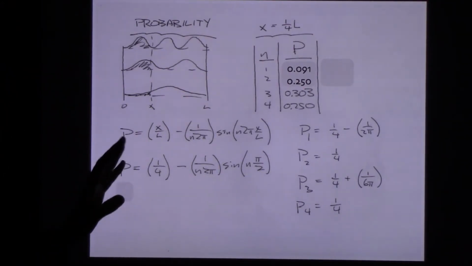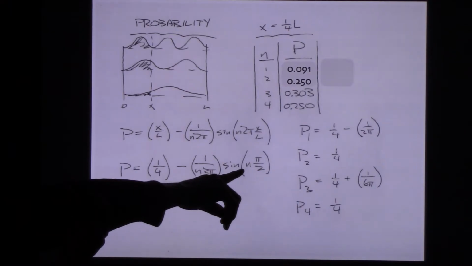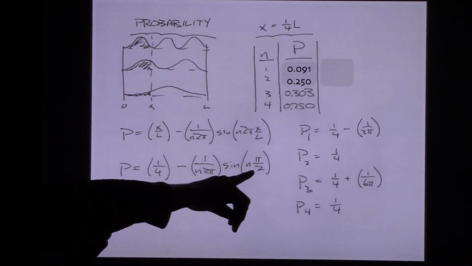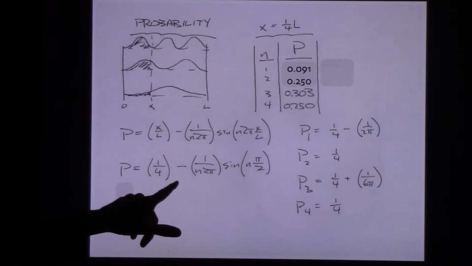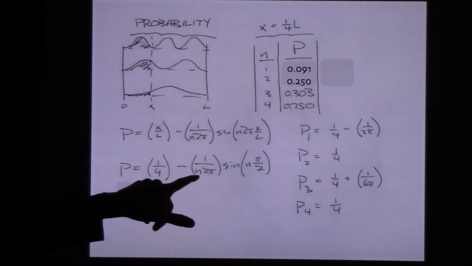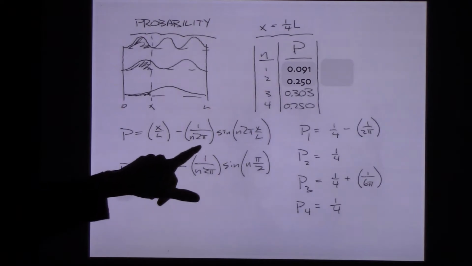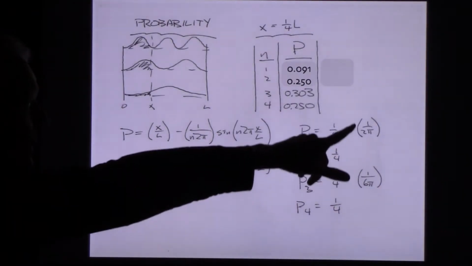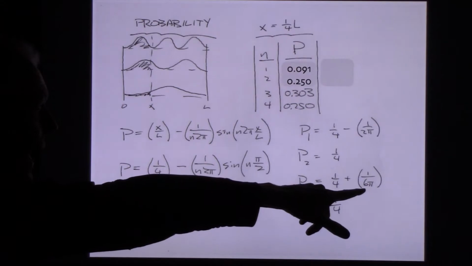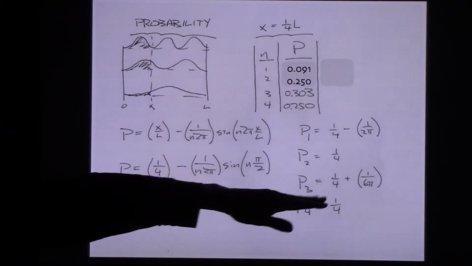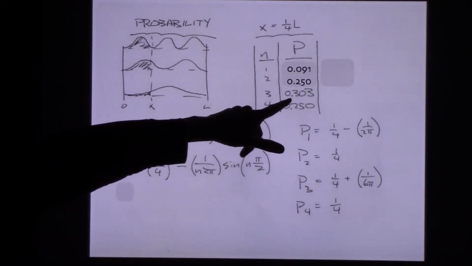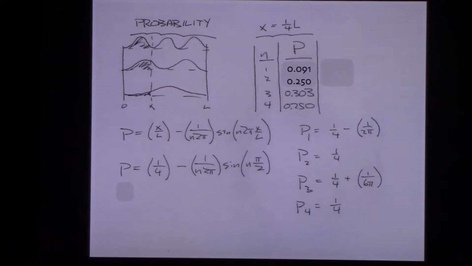Now, for the third one, this is going to become the sine of 3/2 pi. Now, the sine of 3/2 pi is going to be -1, so that's going to be like switching that minus sign to a plus sign. Now, the n here has gotten bigger. So instead of subtracting 1 over 2 pi, we're going to be adding 1 over 6 pi. And when we did that, we got 0.303, about 30%. So a little bit greater than 25.